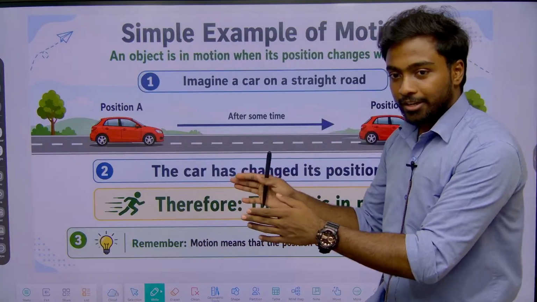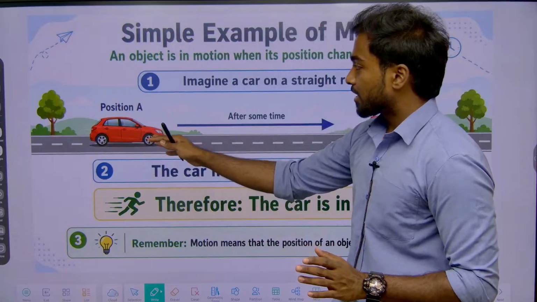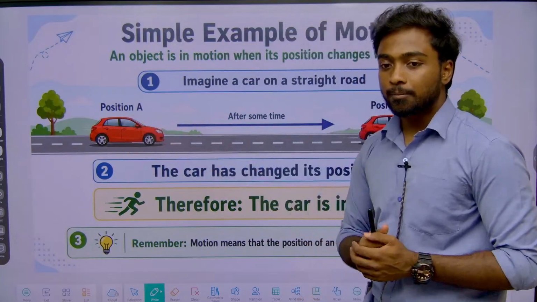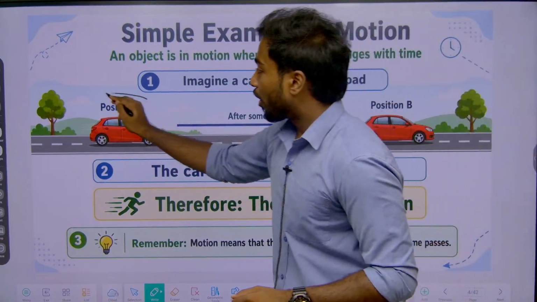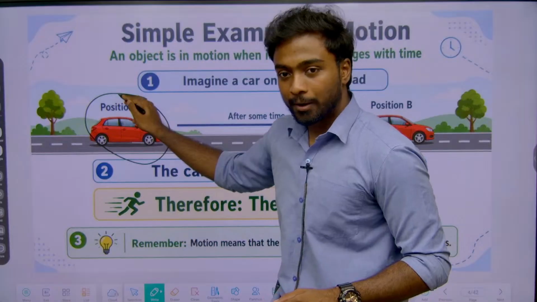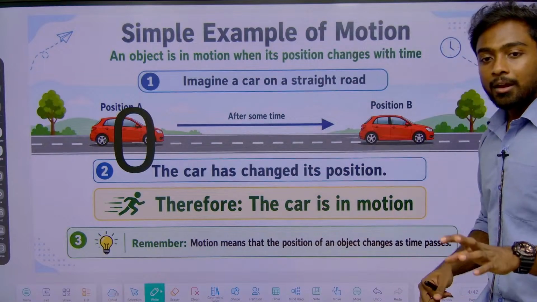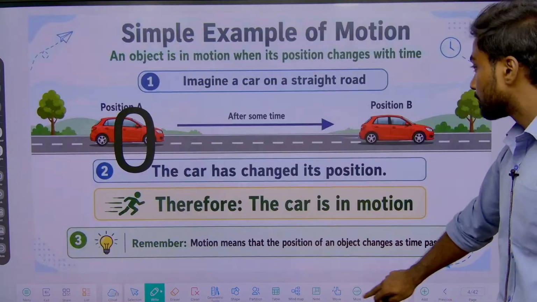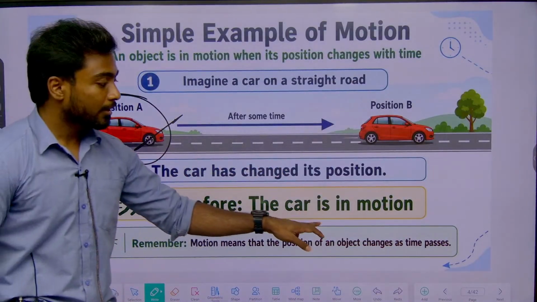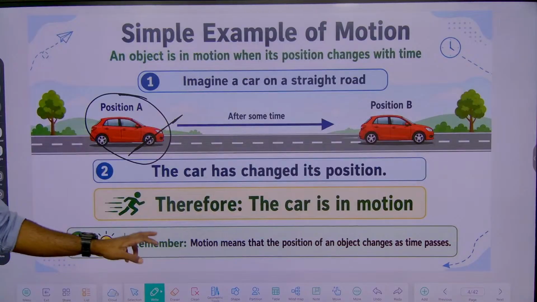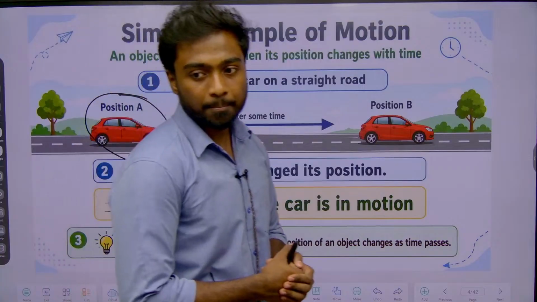Position A initially, time passes, time is going on, but the object is still in the same position. Can we say the object is in motion or at rest? At rest, because the object doesn't change its position with respect to time. When it is not changing, I can say the object is at rest. The car in the earlier example changed its position, therefore we can say the car is in motion. So remember, motion means that the position of an object changes as time passes.